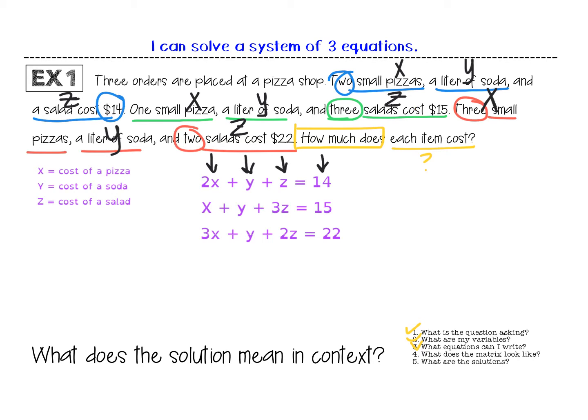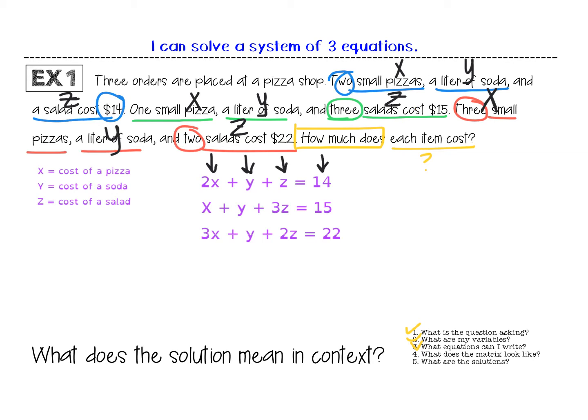That constant is either a whole number, or it could be 0 if I have to set it equal to 0. But this is the format that I always need. So now I can go to my calculator and use that matrix function. I'm going to do that right now.